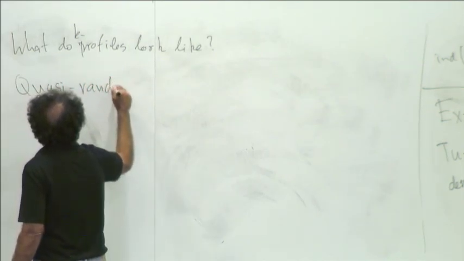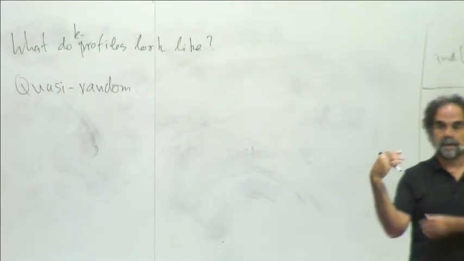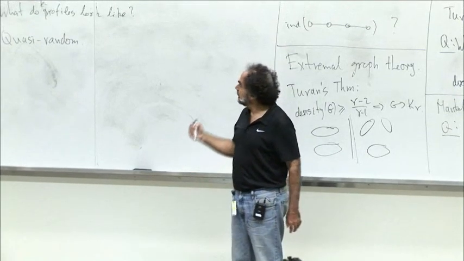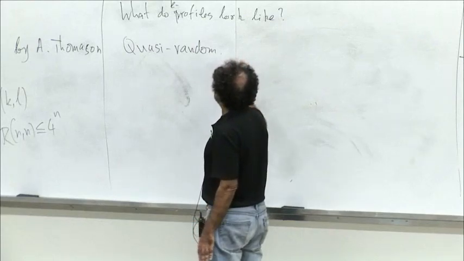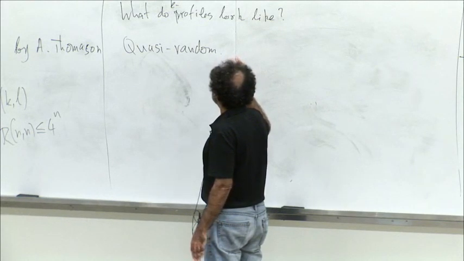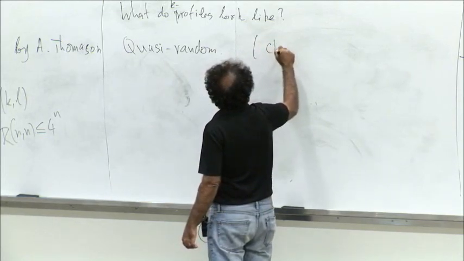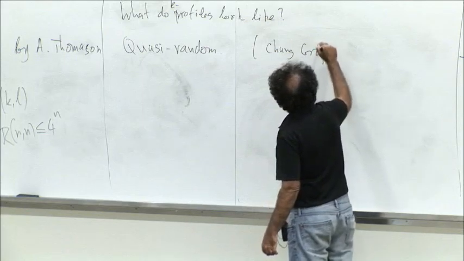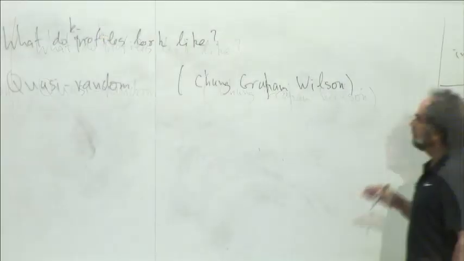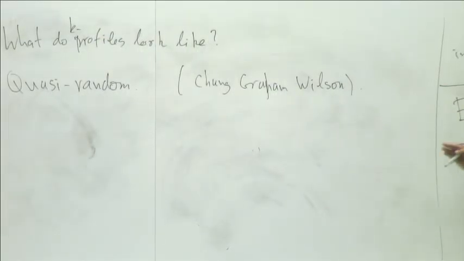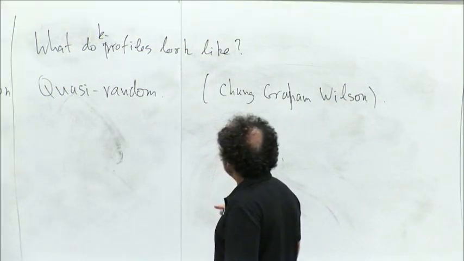There is one class which is very interesting and again worthy of a separate lecture, which is quasi-random. An object can share properties with a random graph, and there is again a beautiful theory about this in graphs and so on, in permutations. At least I should mention the name of Chung, Graham, and Wilson, who developed such a theory for graphs, and then more recent work on permutations and so on. So that is something we have a fairly decent understanding of.